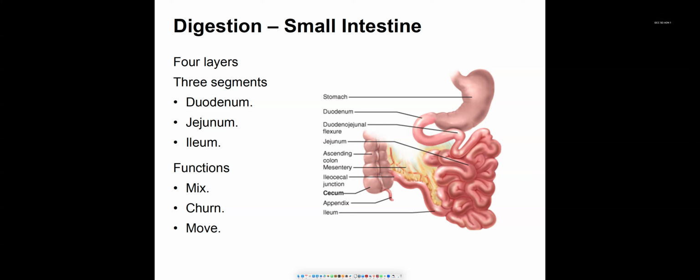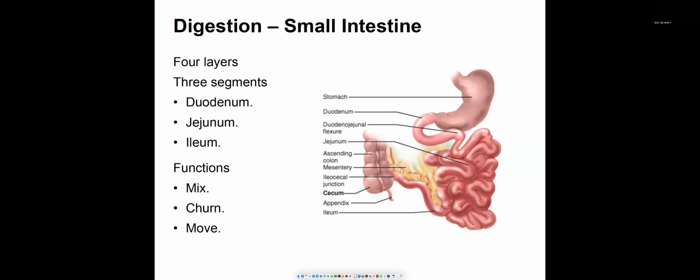The small intestine will be broken down into three segments: the duodenum, jejunum, and the ileum. The duodenum is the first 9 to 10 inches, basically 1 foot, where pancreatic juices and bile enter to assist digestion. The majority of chemical digestion in the body occurs in the duodenum.